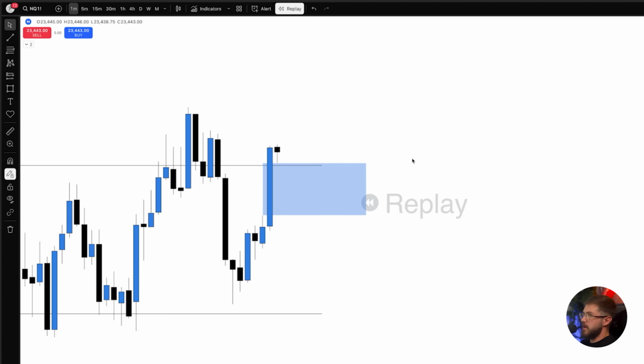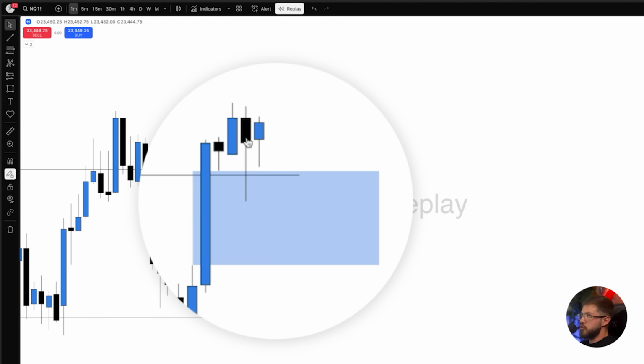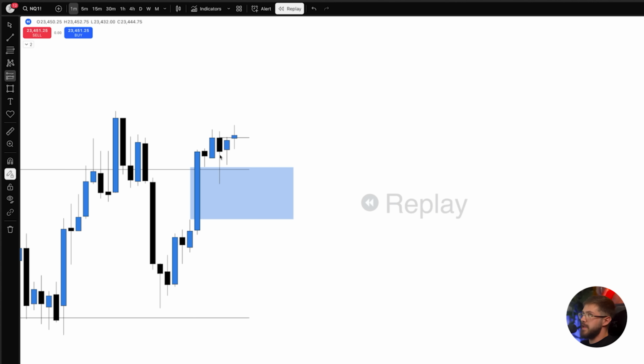Now, as you notice right here, we've got our fair value gap, but we need to wait for a confirmation before entering a trade. Now, as we can see, the market trades into this fair value gap with this candle. This candle's wick trades into the fair value gap. So until this candle gets engulfed, we don't take a trade. And as you can see, this candle's body did not get engulfed by the next candle's body. This candle's body did engulf it. So at this time, you're good to take a trade.